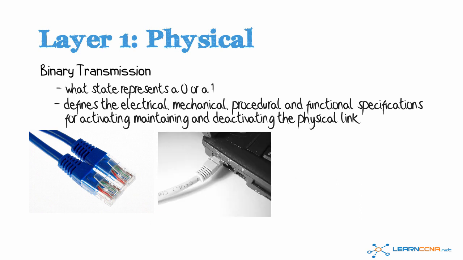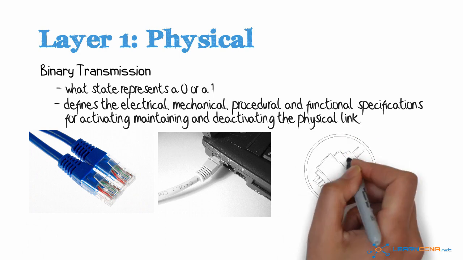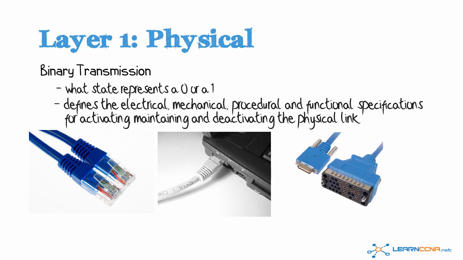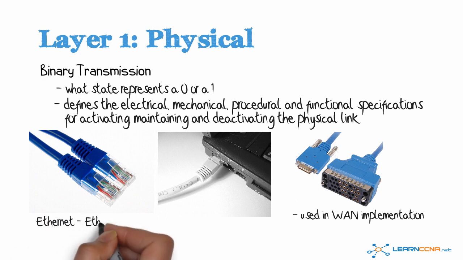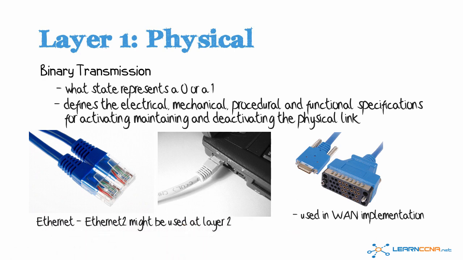PC. The standards associated with an RJ45 interface are different to other interfaces, such as a V35 connection, which is used in some WAN implementations. So the physical characteristics of these interfaces and the specifications for activating the connections are different. On Ethernet, as an example, at layer 2, Ether 2 might be used, but PPP or HDLC may be used at layer 2 on a WAN interface. The physical characteristics here are very different.